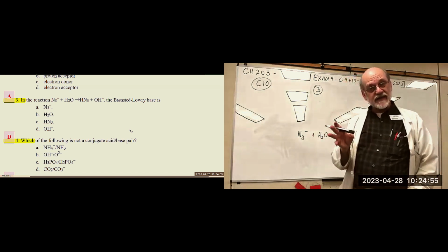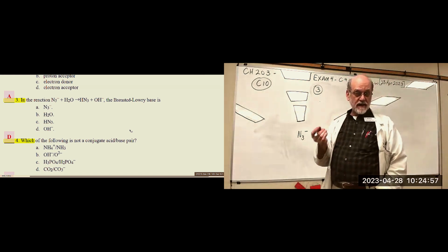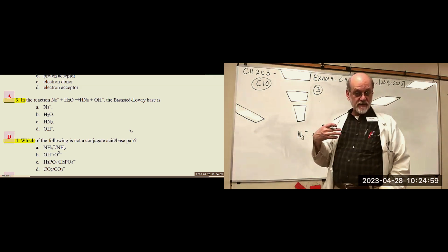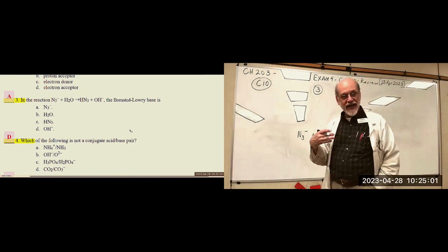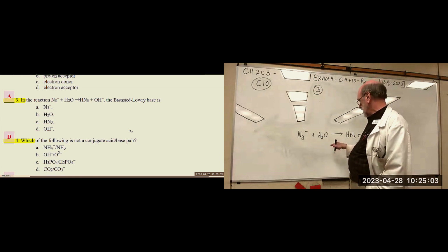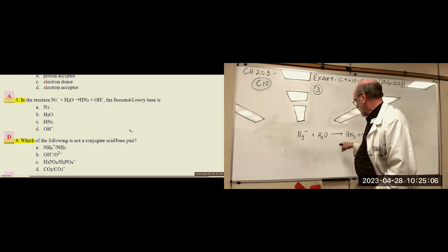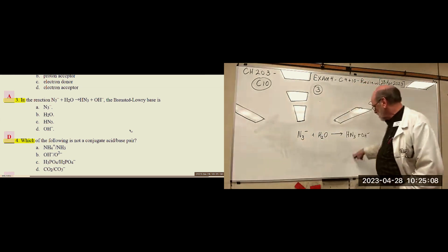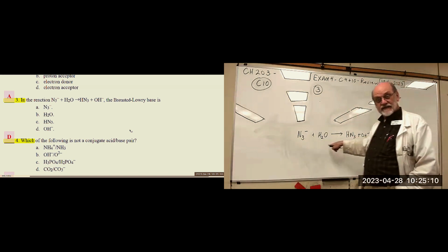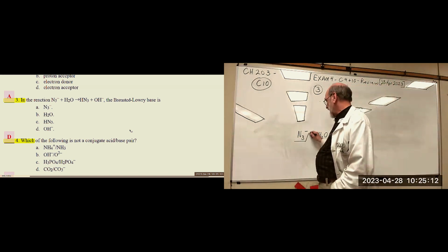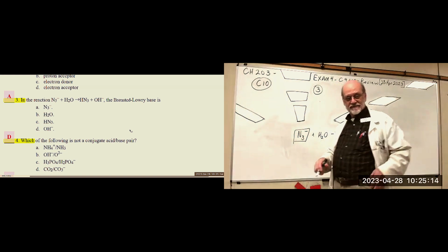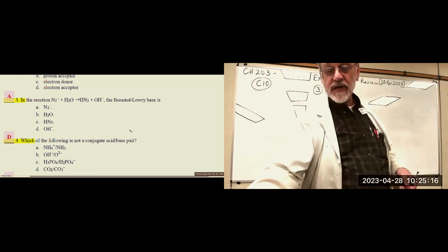Bronsted-Lowry defined the base as the one that accepts the proton. So which one accepted the proton here? Well, notice this one went to here. It accepted the proton. So that's the base. A is the answer. N3 minus is the base.